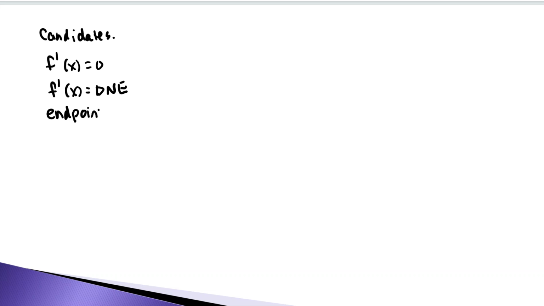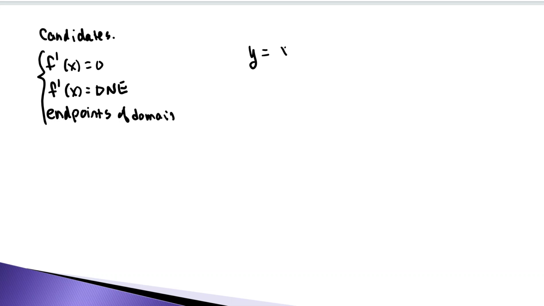So the first thing to do is recall that for global extrema, our candidates for those extrema are, first of all, our critical values, where the derivative equals 0, and where the derivative does not exist. But we also have to throw in the endpoints of the domain that we're given. Okay, so these are all our candidates, our critical values plus the endpoints of the domain. The test is a little bit different. I'll show you the test when we get to it, but let's just look at an example really quickly.